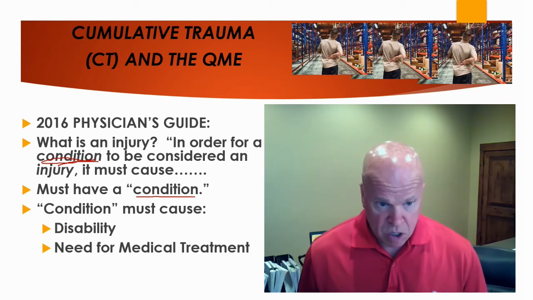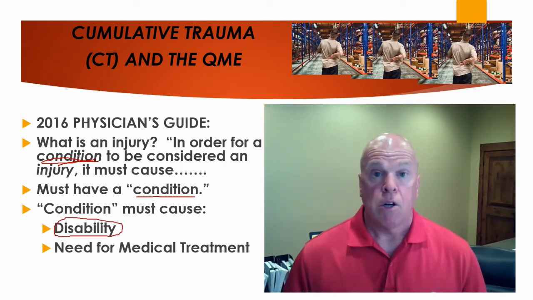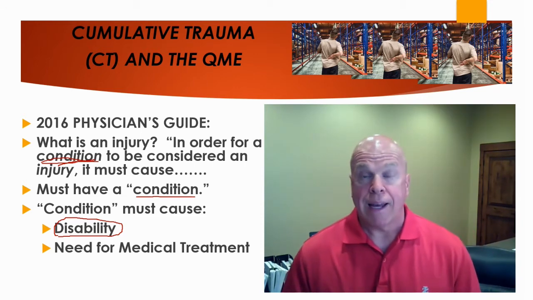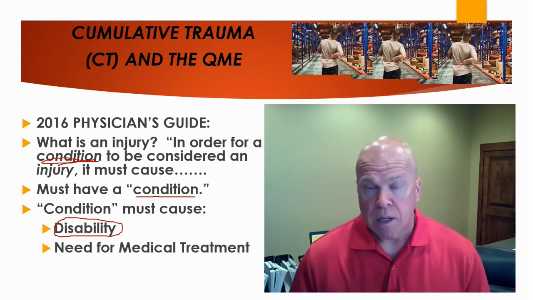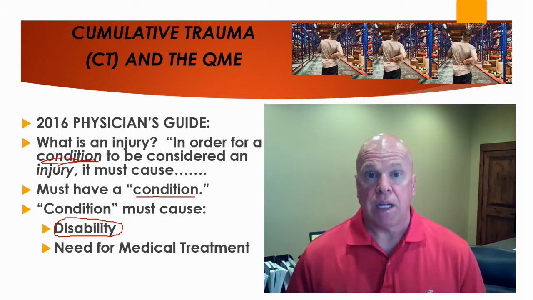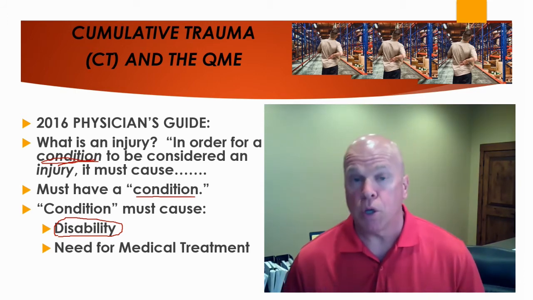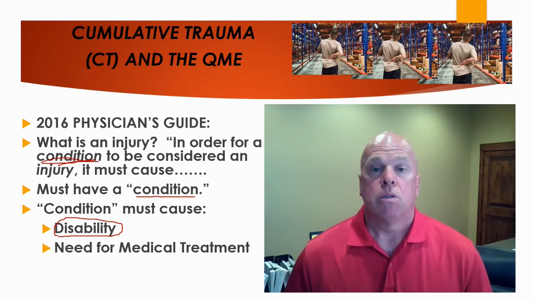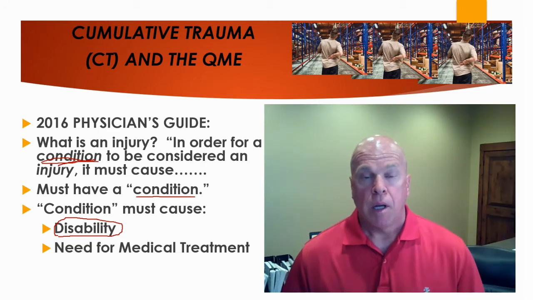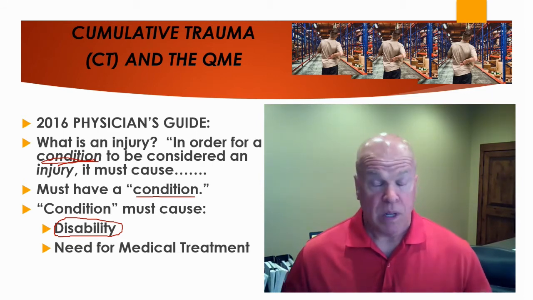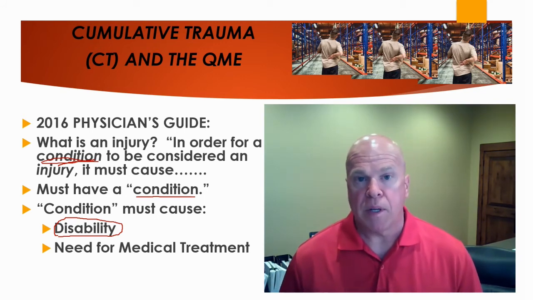So if the examinee suffers disability, either some minor work restriction all the way to total temporary disability, that condition qualifies as an industrial injury. If there's no disability, the examinee has a condition, some condition, a sore back, sore shoulder, painful ankle, gastric reflux, whatever, but that condition does not cause disability. It does not qualify as an industrial injury under the California Workers' Compensation System.